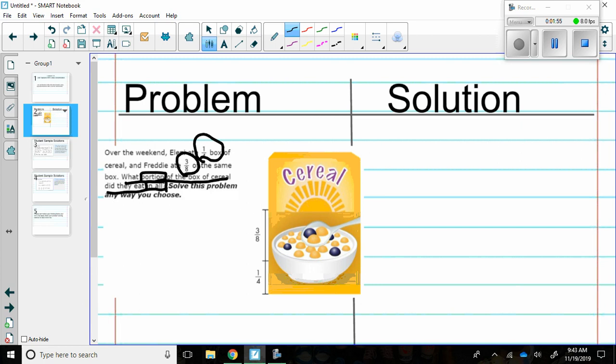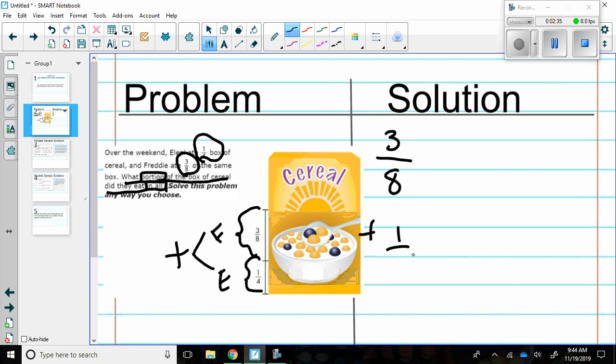Next, I need to evaluate and visualize. And here, this picture does a really good job doing that. You can see here that this first fourth part of the box is what Elle and I ate, and this 3/8 of the box is what Freddie ate. Now I need to add these together to think about how much of the box they ate in all. So what I want to do is set up my problem like this. I want to put 3/8 plus 1/4.